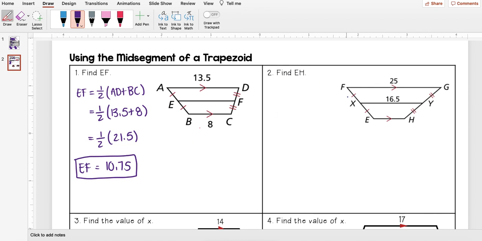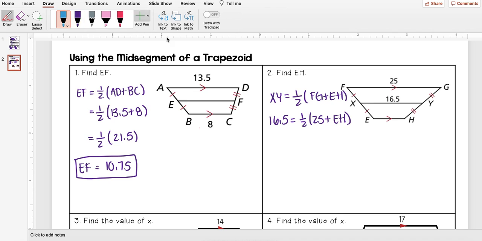This one is telling me to find EH. So first I know my midsegment XY is equal to 1/2 of my bases added together, so FG plus EH. This time we're actually given the midsegment, so XY I know is 16.5. FG is 25. And then I don't know EH, that's what I'm trying to find. Now here there's a couple of options. You could distribute the 1/2 into this parentheses. However, you kind of get into maybe some decimals or fractions in there.